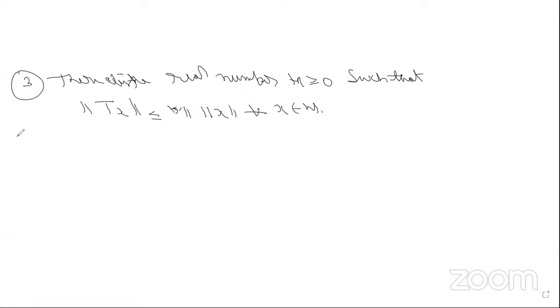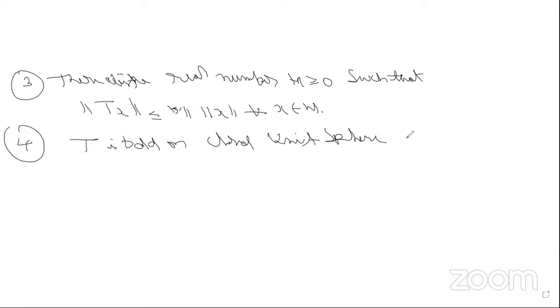So, the fourth one. What is the fourth one? T is bounded on the closed unit sphere of N. That is, T of S is a bounded subset of N dash. Okay, next.